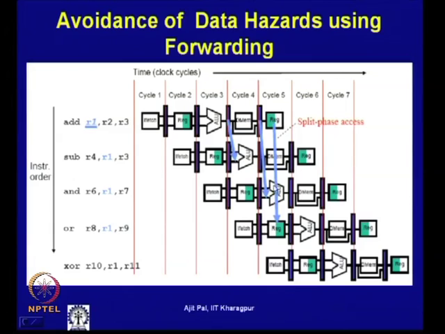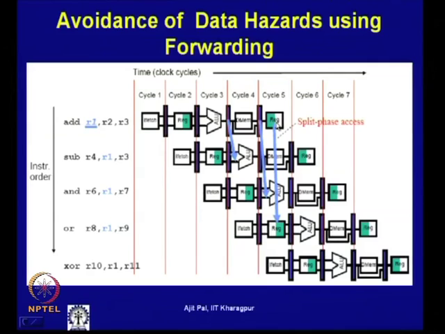And if the split phase access is not allowed, that means, if only reading or writing can take place in a single clock cycle, in such a case, of course, again there will be a data hazard, and in such a case you have to read it not from the register, but again from the pipeline register. Okay. So, now the question arises, this type of data hazard can be overcome by forwarding or bypassing.